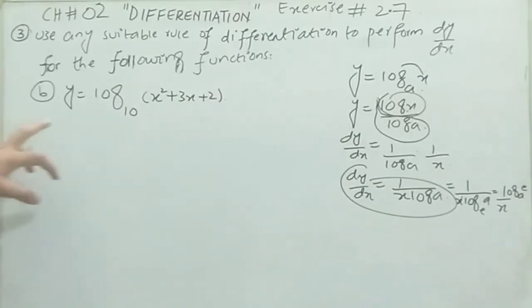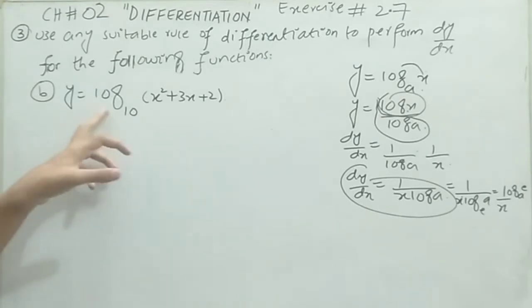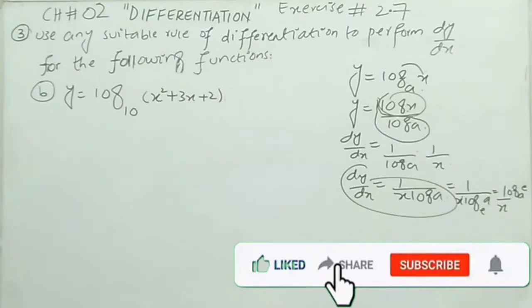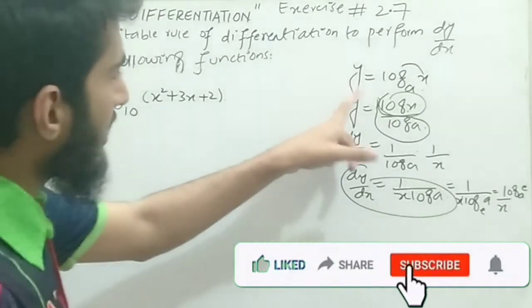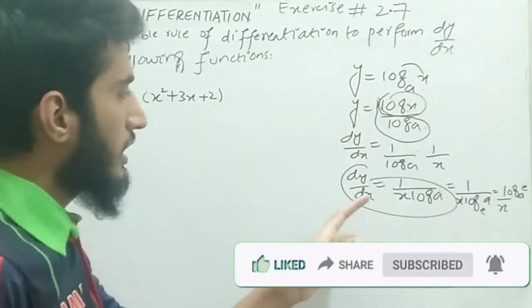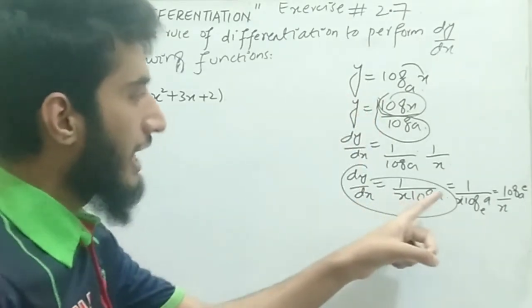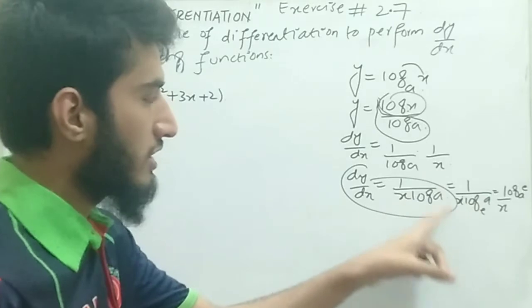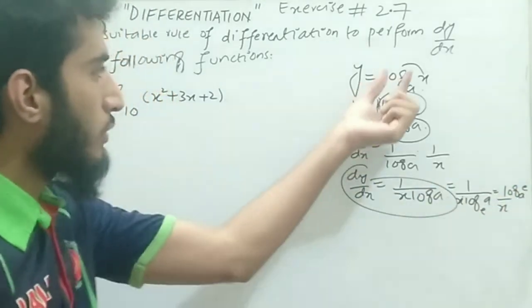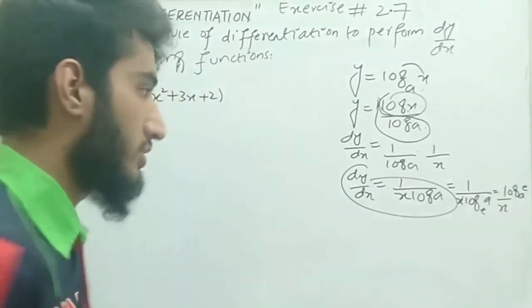Now move toward part B. It tells us that y is equal to log of x square plus 3x plus 2 to the base 10. Find the derivative of this type of function. The derivative of log of x to the base a we already derived, that is equal to 1 over x log a, either 1 over x log of a to the base e, or log of e to the base a divided by x.